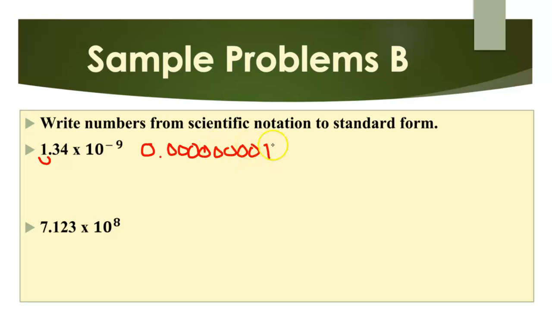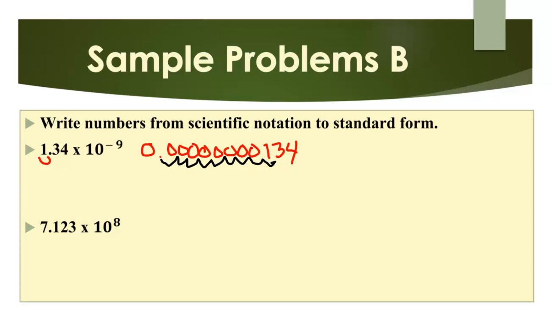And then I have 134. I'm going to use a different color so you can see. Normally it was at 1.34. So if I move it 1, 2, 3, 4, 5, 6, 7, 8, there's the 9th spot. So I would have 0.00000000134.